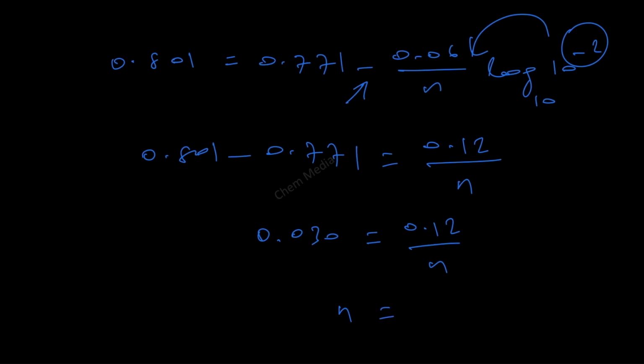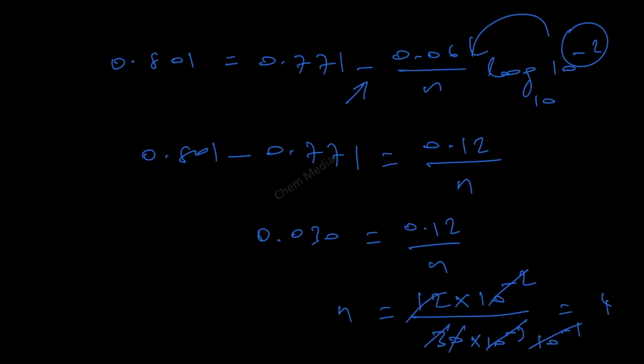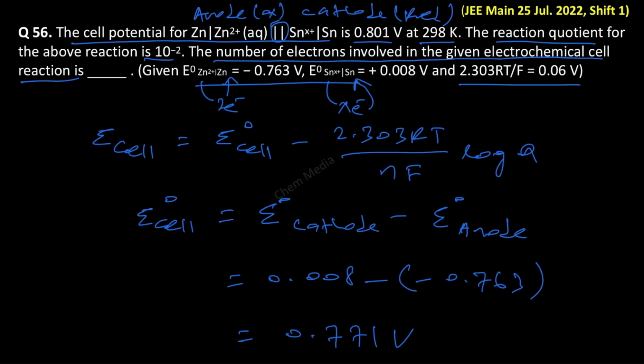Therefore, n is equal to 12 times 10 to the power minus 2 divided by 30 times 10 to the power minus 3. We will have 10 to the power minus 1 in the denominator, 10 we can cancel. So, therefore, n value is equal to 4. Therefore, 4 electrons are involved. Therefore, the correct answer here is 4.